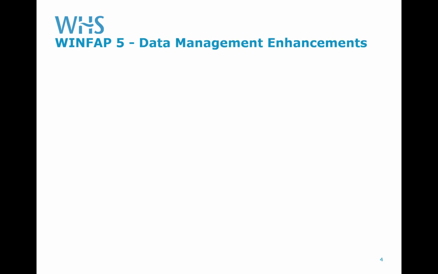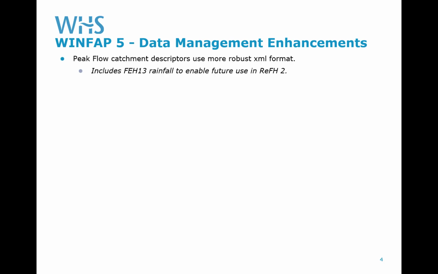As previously mentioned, there's been some fundamental changes to the way in which data is managed within WINFAP 5. First, the input catchment descriptor file will use the more robust XML format. In the latest version of the NRFA peak flow dataset, version 10, XML files are provided alongside the CD3, AM and POT files. The XML files within the NRFA peak flow dataset contain all the catchment descriptor information required for both WINFAP and FEH, and later this year there will be a release of FEH which can use these files.